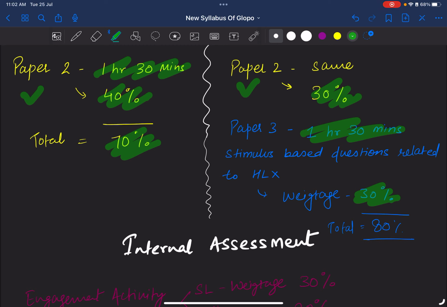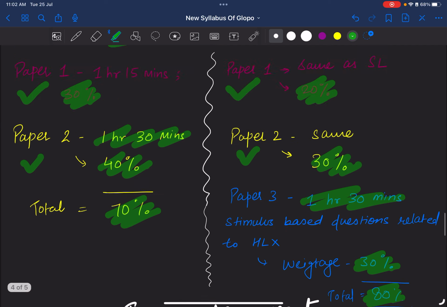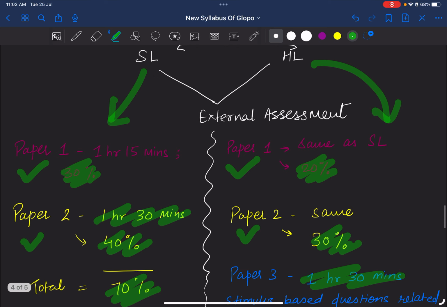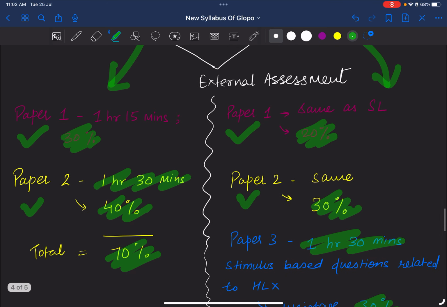Clear? So, now the total is 80% external assessment for HL students. So far, so clear? Alright. If you want a quick revision, then for SL students, there would be paper 1 and paper 2. There is not a big change for SL students. Paper 2 will remain almost the same. Let's wait for the nature and scope of paper 2. But paper 1 would remain the same for SL and HL students.